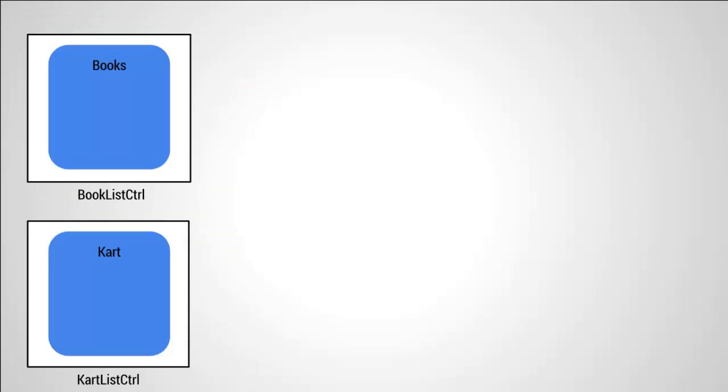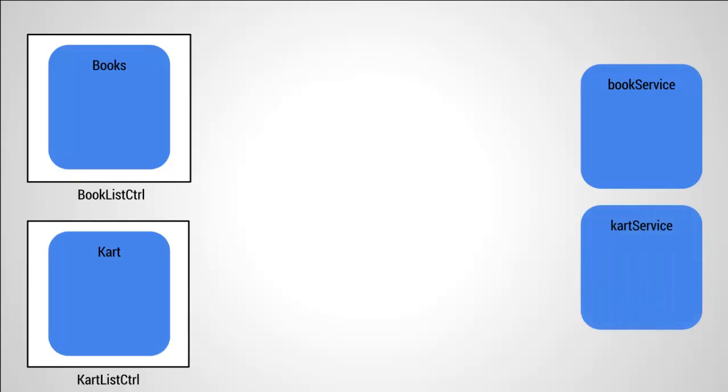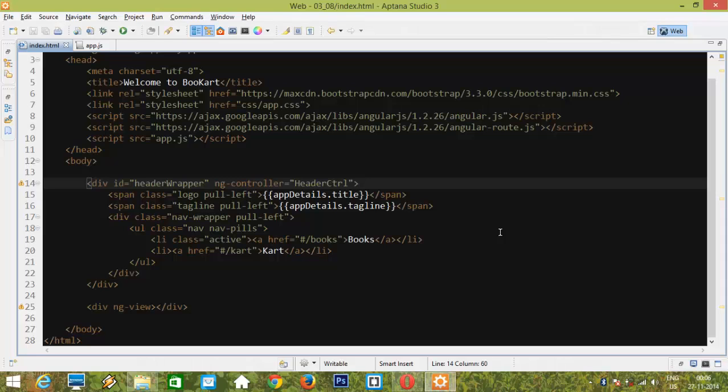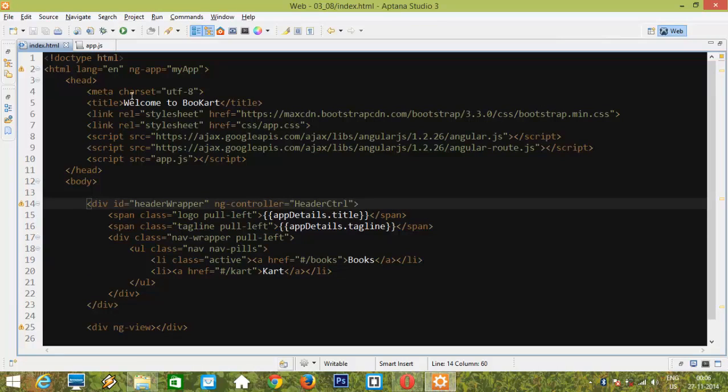So we will create the first dependency, which will be responsible for handling data and business logic for the book view. Maybe we can call it a book service. The second dependency is a cart service, responsible for data and business logic of the cart view. Then we will inject these services using the injector object inside our controllers. These services will be responsible for populating and modifying data models for our views. Let's start with the first service, book service.